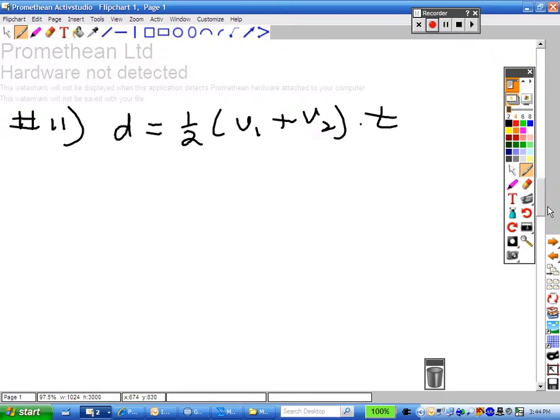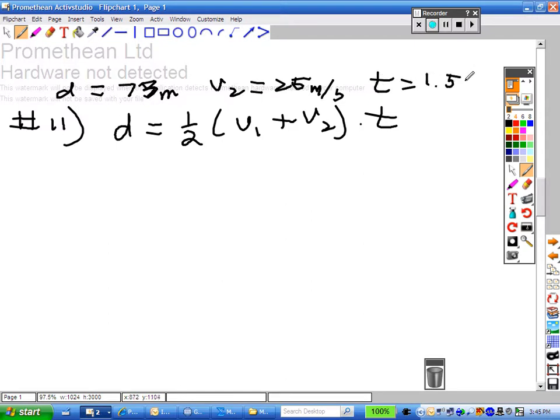Let's look at number 11. Number 11 starts as d equals 1/2 the quantity v1 plus v2 times t, which will be one of the formulas we'll discover when we study kinematics. In this case, we know that d is equal to 73 meters, v2 equals 25 meters per second, and t equals 1.5 seconds.